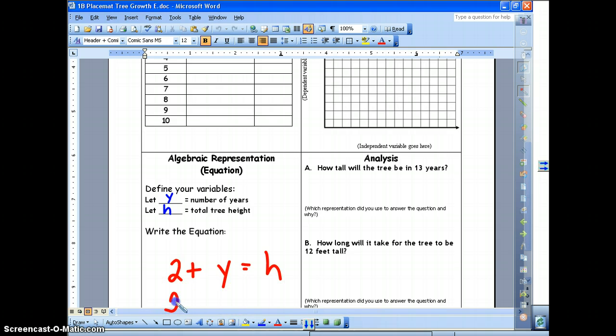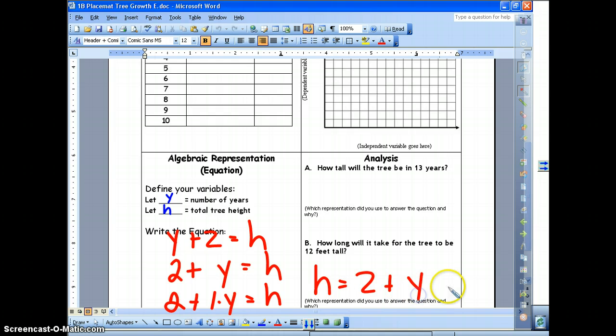Is it okay if I do this? 2 plus 1 times the number of years equals a height? Yeah, that's fine. Is it okay if I say Y plus 2 equals height? Yeah. What if I turn it around and say H equals 2 plus Y? Yeah, all of those are fine. What if I used X and Y? What if I say Y equals 2 plus X? All of those work. Okay? Now let's answer some questions.